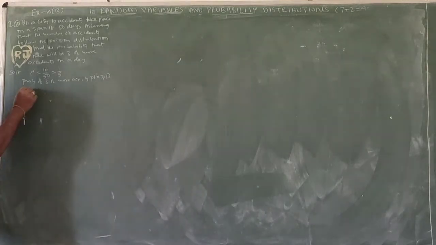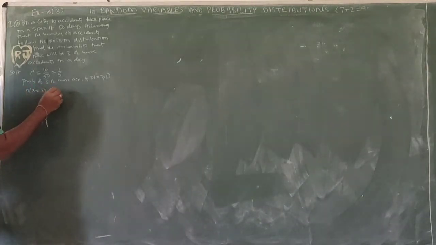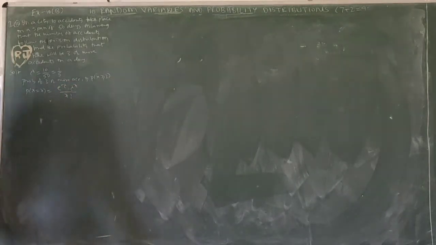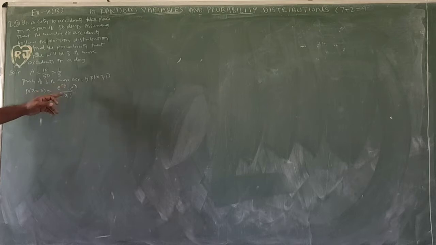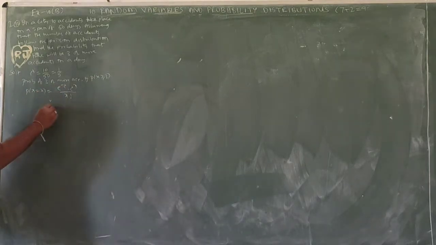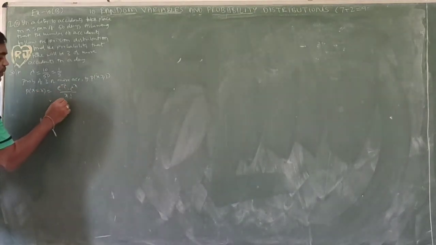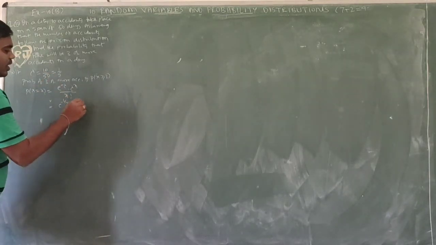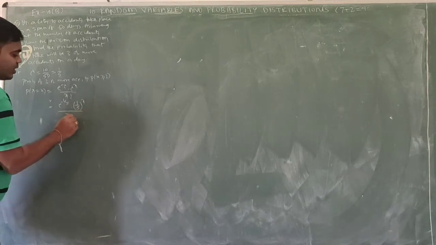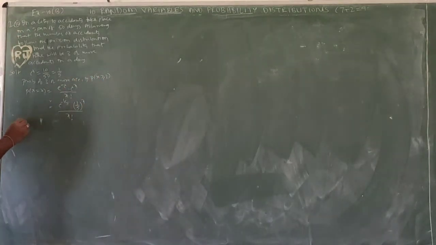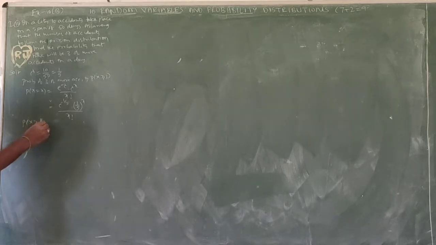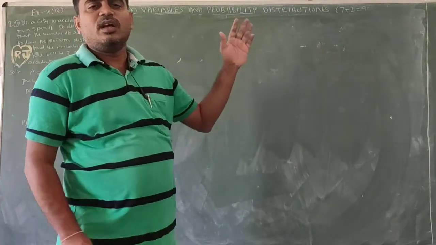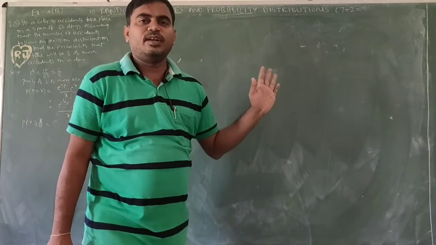Okay, now P of x equal to x formula, e power minus lambda, lambda power x by x factorial. This is the formula. What is e power minus lambda? E power minus 1 by 5, lambda 1 by 5, whole power x by x factorial. We need to find P of x greater than or equal to 3. Means x equal to 3, 4, 5, 6 and so on. We don't know what is the last one, so up to infinity.